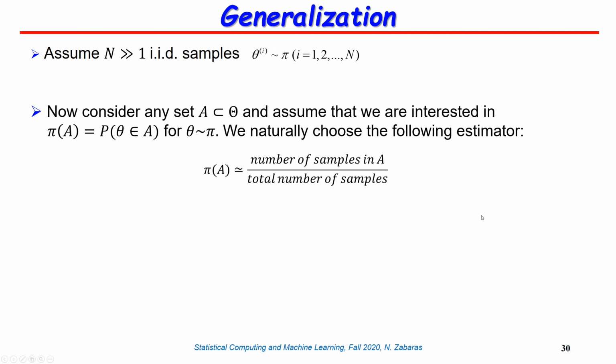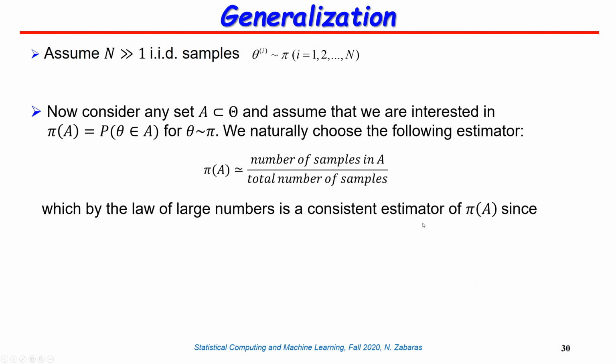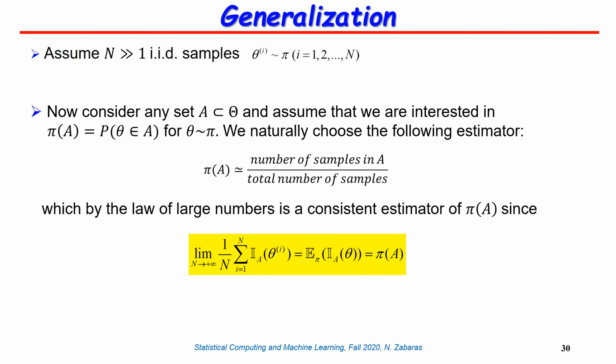And obviously the estimator, by extending the ideas from this dart-throwing experiment, P of A will be the number of samples in A from my n samples divided by the total number of samples, and by the law of large numbers.